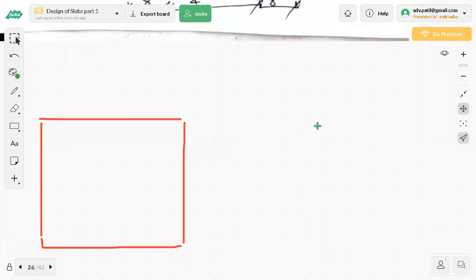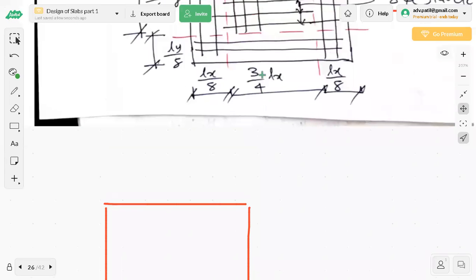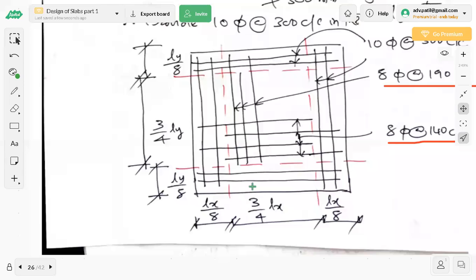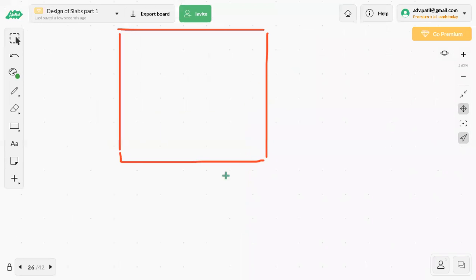Before I do that, I have to divide this into panels like this. Ly by 8, Lx by 8. Observe this. Now I'll divide this short span into three panels. Before I provide the reinforcement, I'll divide this into three panels.